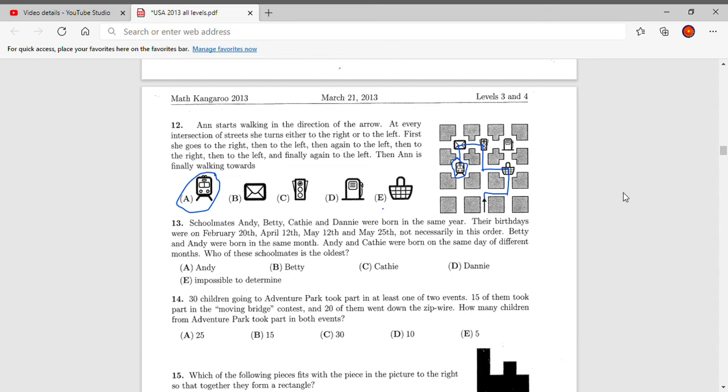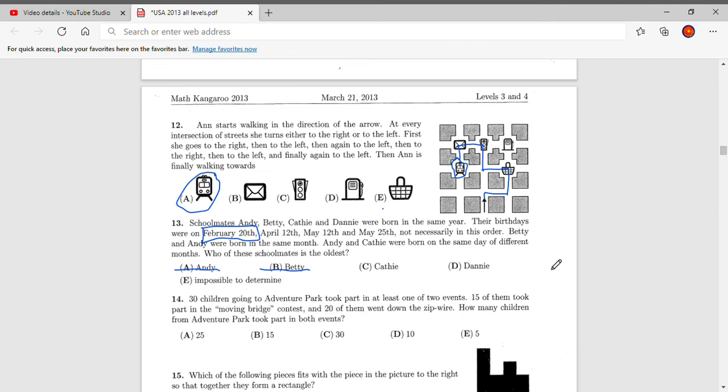So Betty and Andy were born in the same month. The only two dates that are in the same month are May 12th and May 25th. So they're both born in May, and there can't be an answer that means February. Want to know why? Because the oldest person will be the person that is born in February, because that's the month that comes first. So first is January, then February, and so on. So if they're born in May, they obviously can't have two birthdays in February.